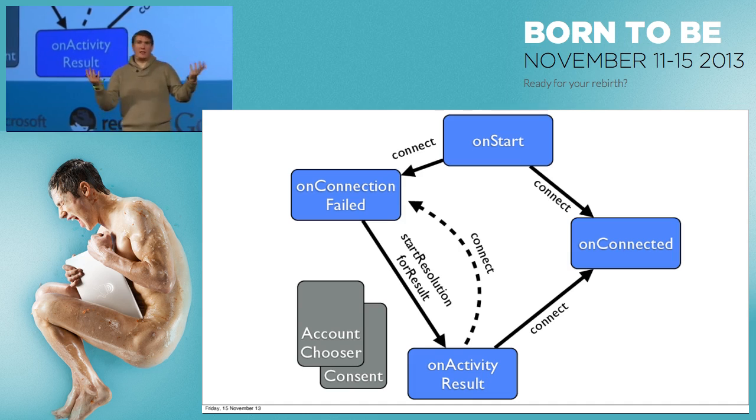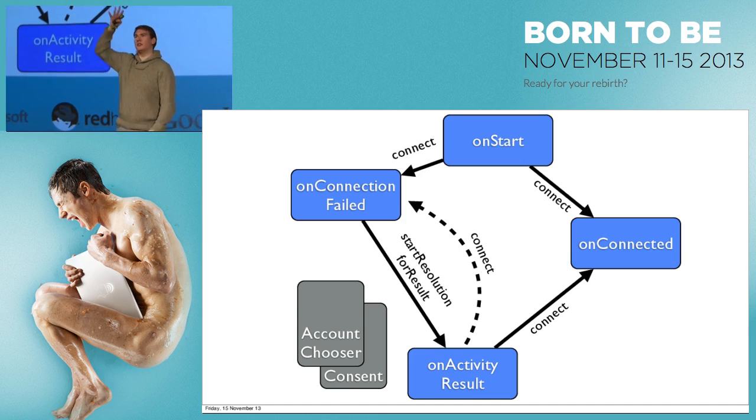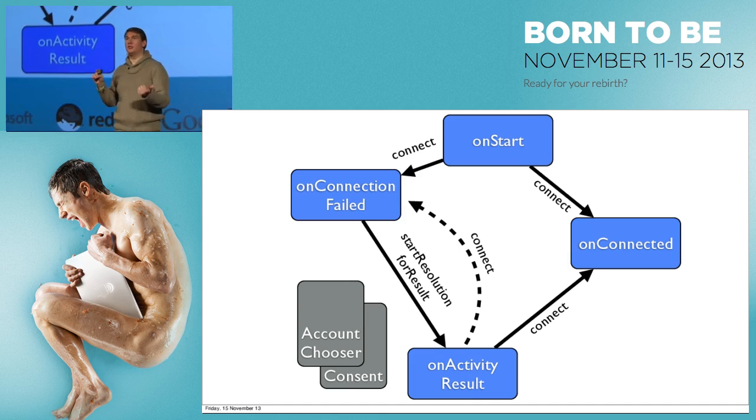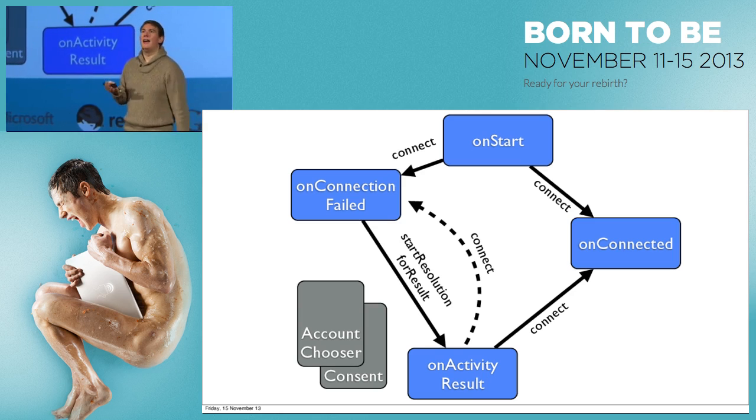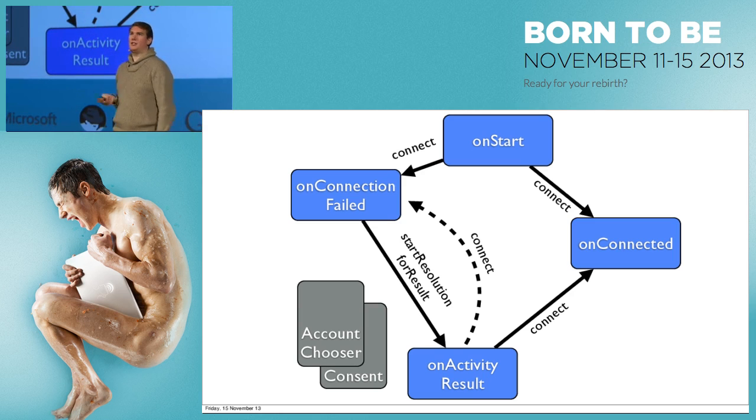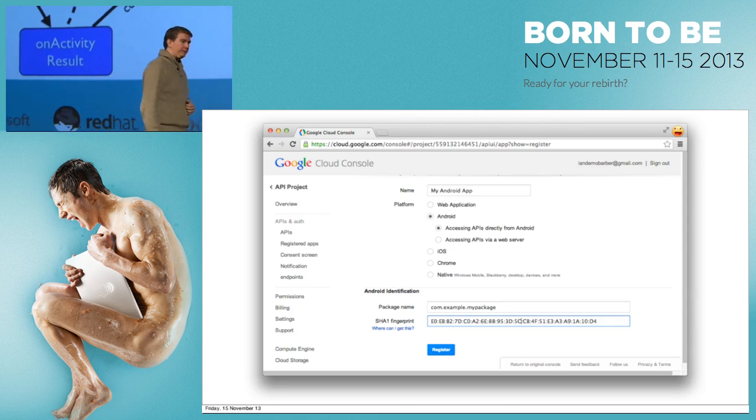That's going to give us basically a wrapped pending intent. That is going to fire. The user's going to either choose an account or consent or both. And then we're going to get an onActivityResult callback. And all we do is start the flow again. We just call connect again, and hopefully all the errors have been resolved, and we go straight to onConnected. If not, like, for example, the user cancelled, then we'll go back to onConnectionFailed.